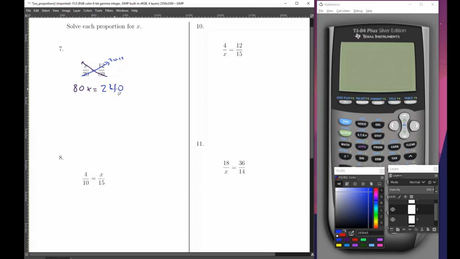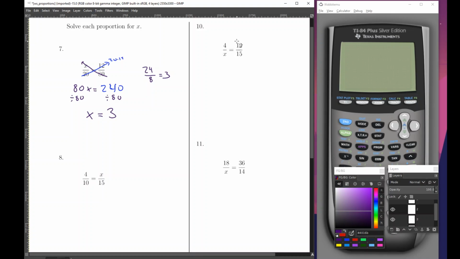So then to solve this, we've got to divide both sides by what's multiplying x. So I'm going to divide by 80. I'm going to divide by 80. 80 divided by 80 is 1. Just the x remains. 24 divided by 8 is 3. And the zeros reduce, so this is just 3, right? 80, 160, 240. X is 3.